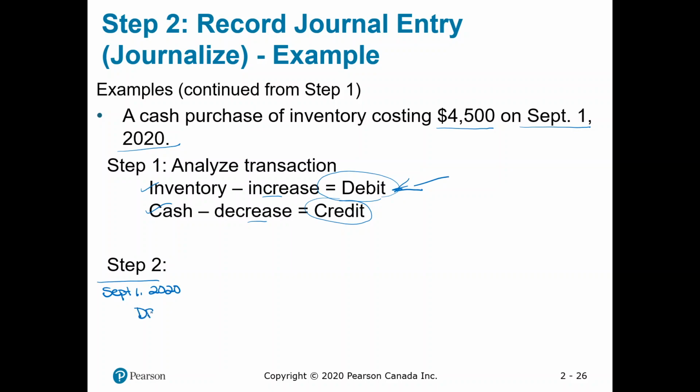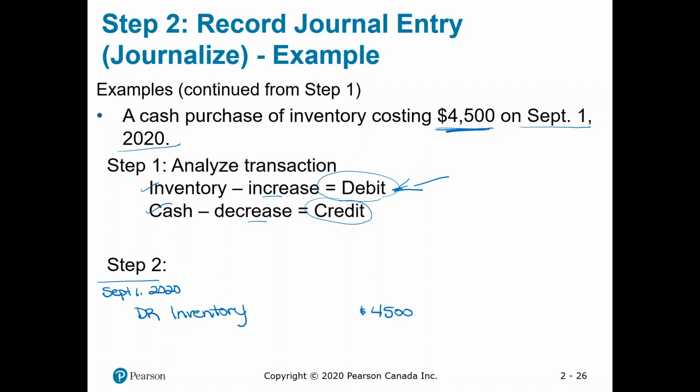So we'll put this DR. By the way, I should have mentioned that back when we looked at the slide with all of the accounts: DR equals debit and CR is credit. So rather than writing debit and credit in every journal entry, it is okay to put DR and CR. So we will debit our inventory account, and we need the dollar value. So it cost $4,500.